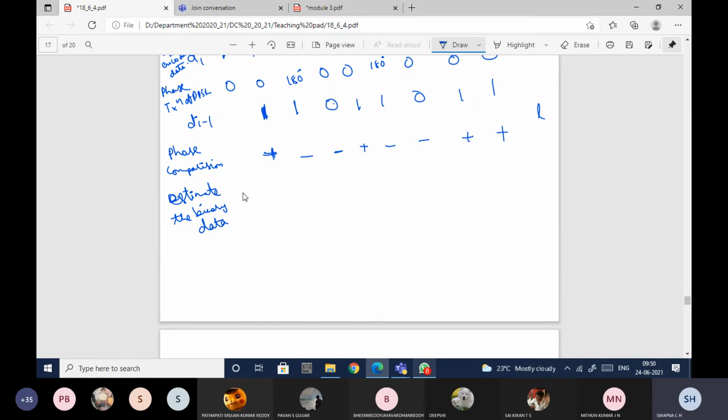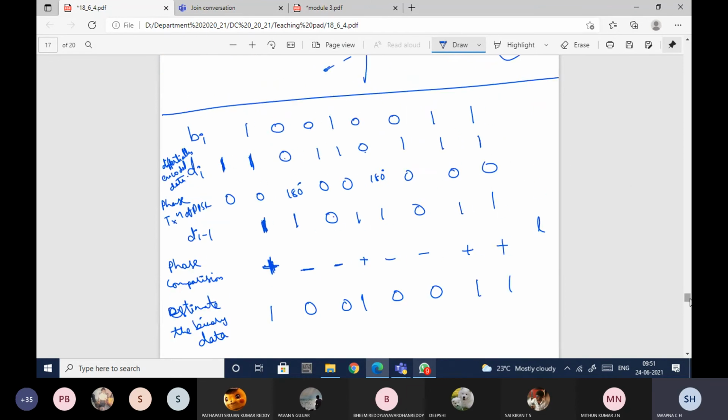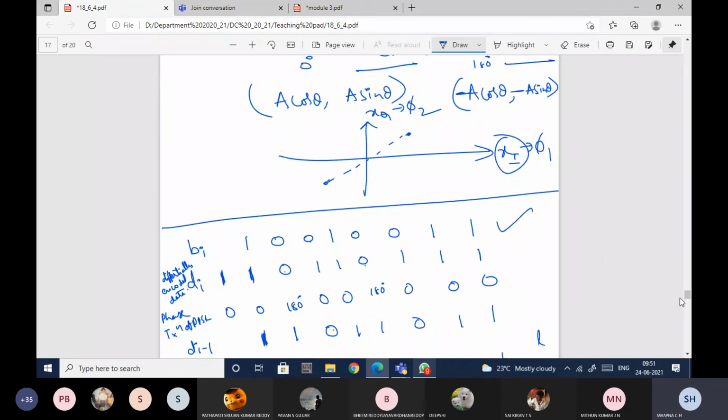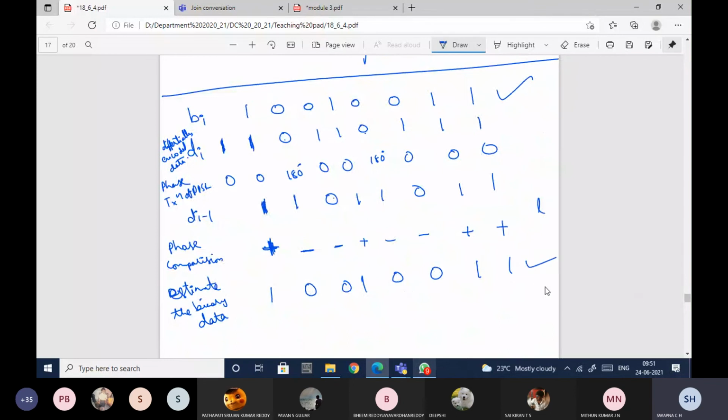To estimate this binary data, if I have a positive value for L, it will be encoded as 1. If I have a negative value for L, it is encoded as 0. So, negative 0, 1, 0, 0, 1, 1. If you observe, the transmitted bits and the estimated bits are the same: 1, 0, 0, 1, 0, 0, 1, 1. This is how the detection will happen.